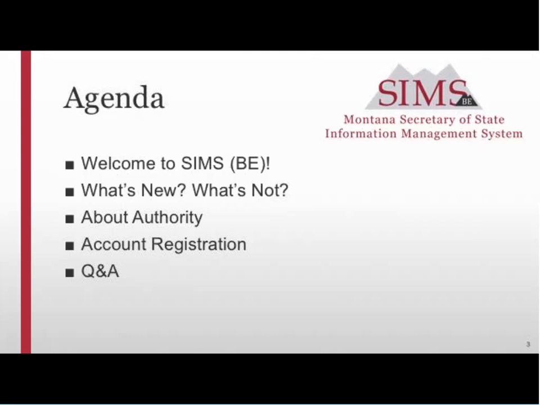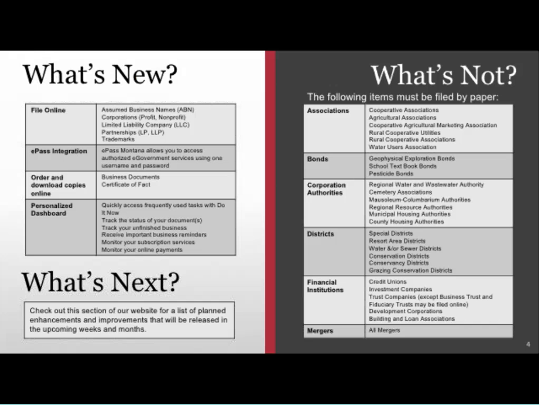Thank you, Mark, and good morning. Let's start out with what's new. The new system allows you to file business documents online, such as ABNs, LLCs, and much more. SIMS will be using ePass, Montana's secure login. You'll be able to order and download copies online and monitor your business as well as others. Plus, you'll have access to a personalized view of your business activities, also known as your dashboard, which we'll see on the next slide.